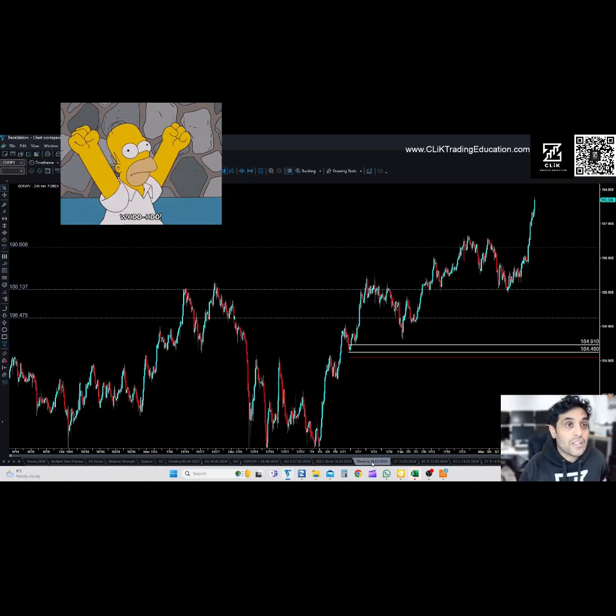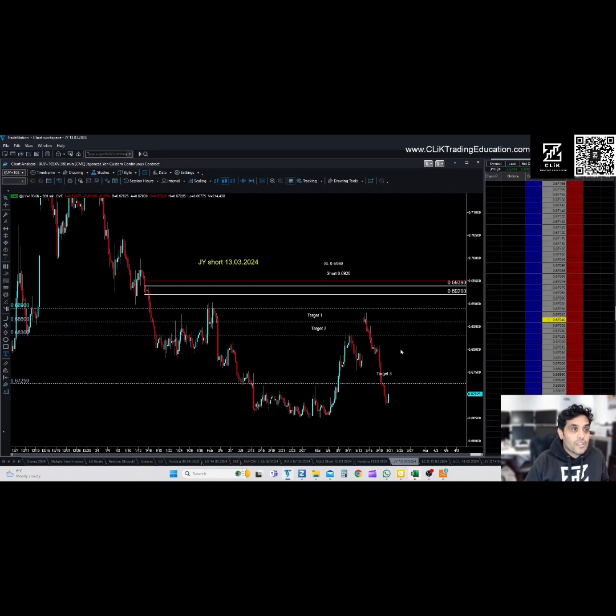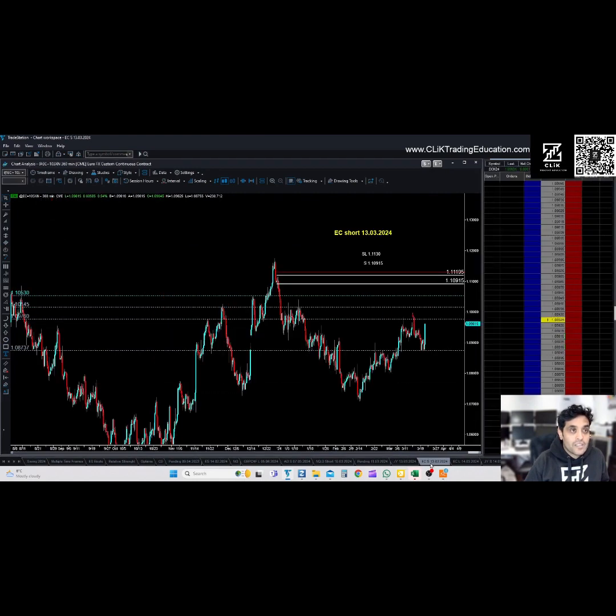What else is there? No, that didn't quite get to our entry. It turned on this zone here instead of the one below. That's not coming yet. No, still waiting on the euro.